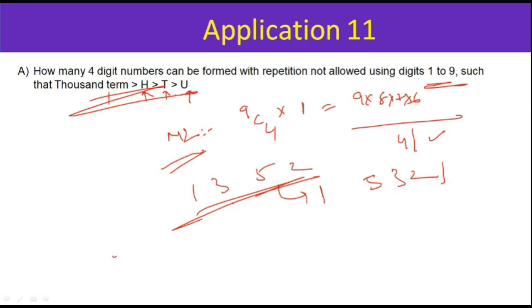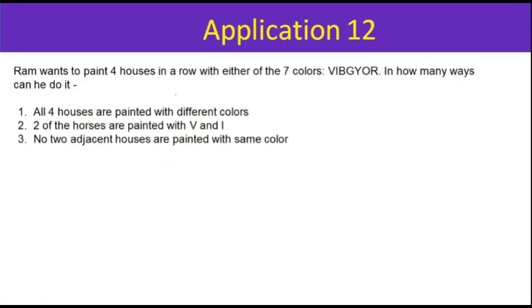Then let's try to apply the same method here. There are 4 houses in a row: house number 1, 2, 3, and 4. This guy has to paint the houses with either of these colors. He can paint with V, I, B, G, Y, O, R. So there are 7 possibilities of painting a particular house. In how many ways can I do it?